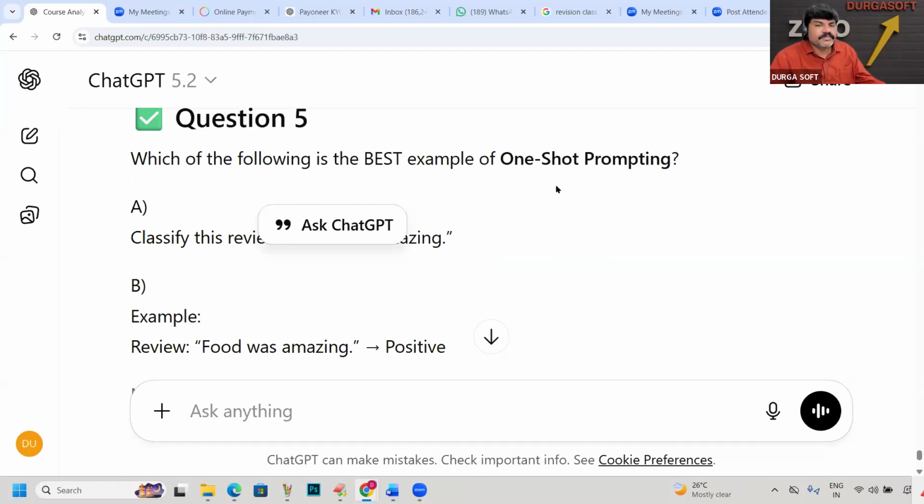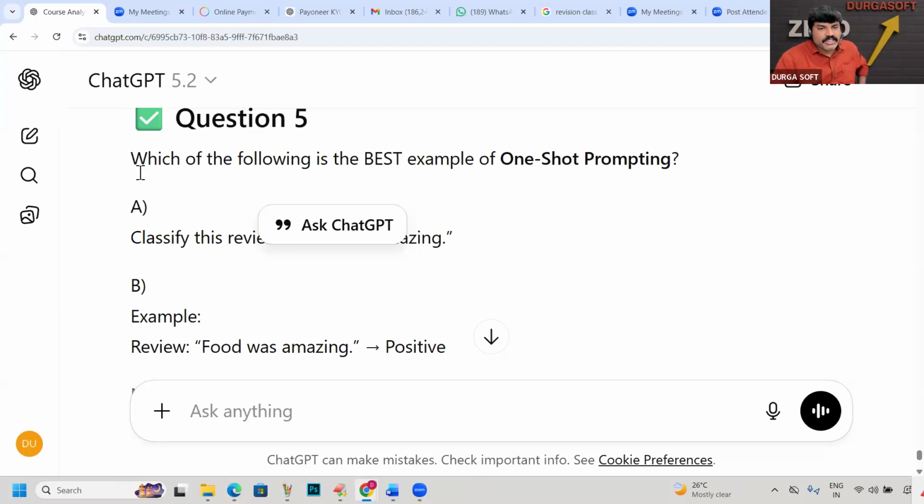Zero example. Zero shot means no example, zero number of examples. One shot means one example. Few shot means 2 to 5 examples or more, but the sweet spot is 2 to 5. Have you remembered, right? 2 to 5. Okay, generally two or more is few shots.